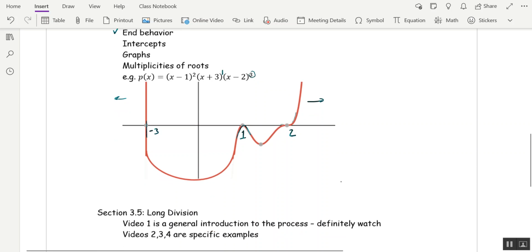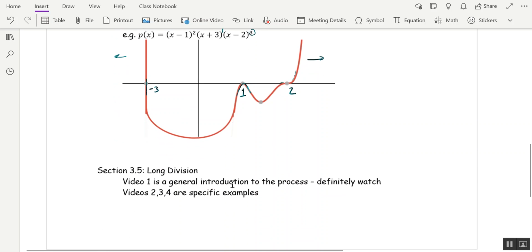And then finally, last thing in this week is polynomial long division. Hopefully this will be reviewed to you, but if it's not, it's never too late to learn. Video 1 I suggest watching. It's just a general introduction to how the process of long division works. And then there's some specific examples in these videos.